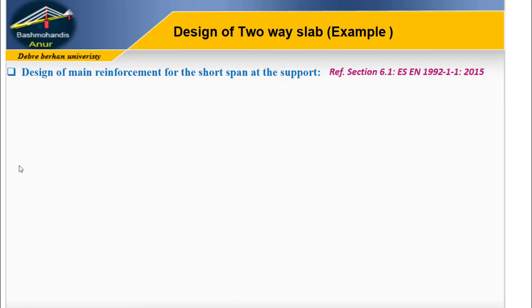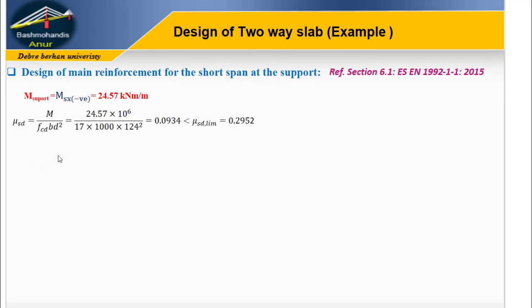Okay, now let us start design of main reinforcement for the short span at the support. It is possible to do it for all of them, but let us calculate only for the shorter span at the support. Okay, M support at the shorter span, how much was it? Msx negative 24.57. Therefore we have to calculate mu sd.